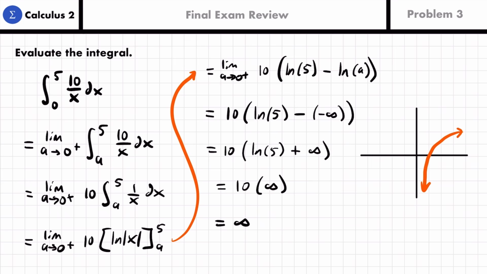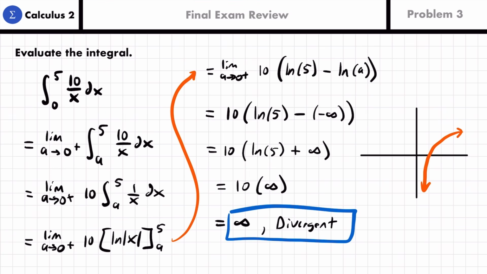But what this means is that the area under this curve from 0 to 5 does not converge to a single value. This improper integral is divergent. Okay, so you want to make a note of that as well. If you get an infinite result for an improper integral, you want to write down that infinite value, but then also make a note that it is divergent. Okay, and that would be the final answer for this problem.